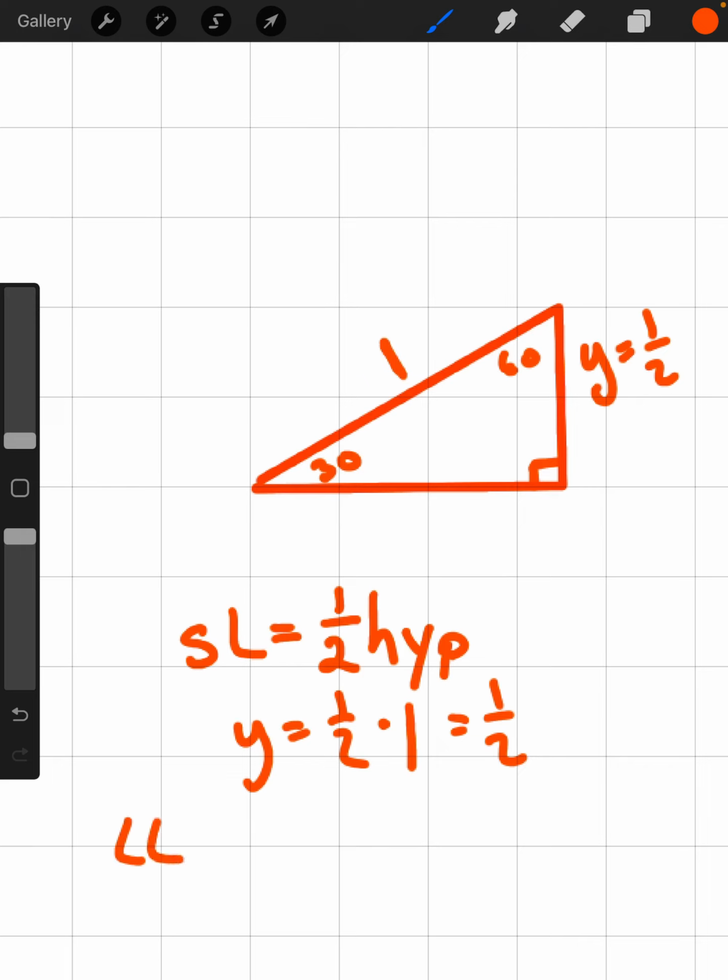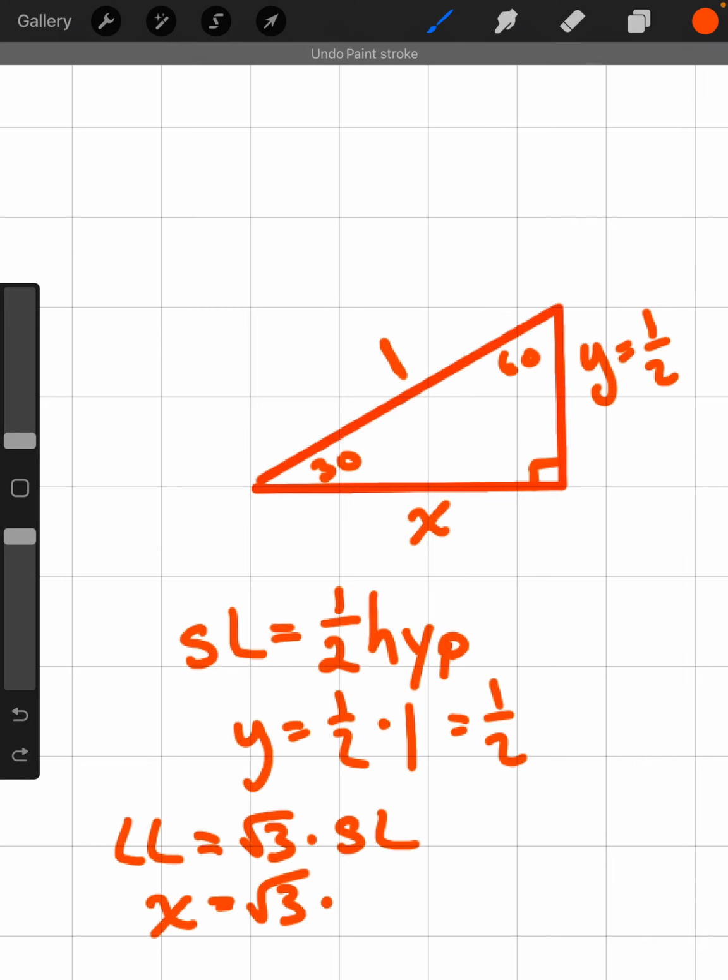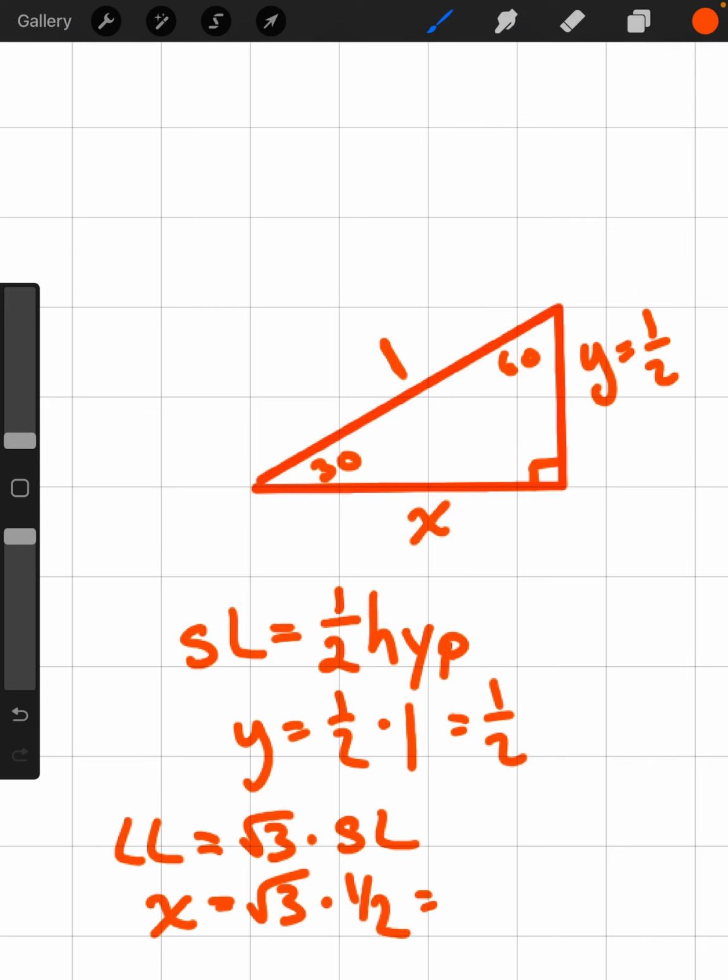Then in a 30, 60, 90 triangle, the long leg is equal to square root of 3 times the short leg. So I'm going to label the long leg of my triangle x because that's the side that's going to give me the x coordinate for the point I was looking at on the unit circle. So if x is my long side, I can now say that x is equal to square root of 3 times the short leg, which we found out earlier was 1/2. So square root of 3 times 1/2 gives me square root 3 over 2.